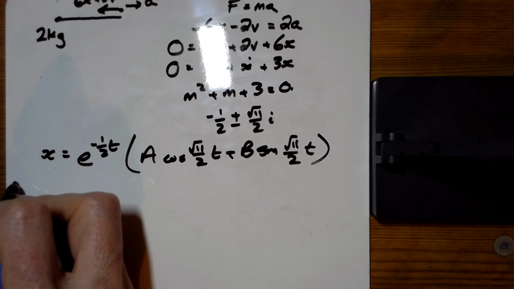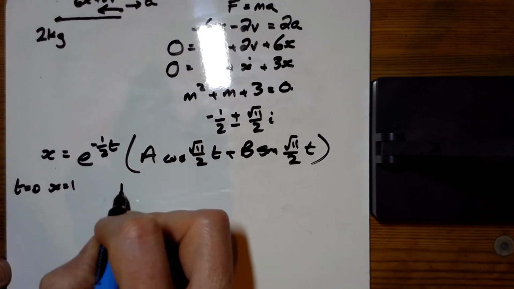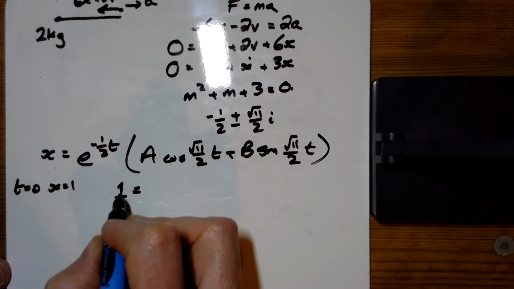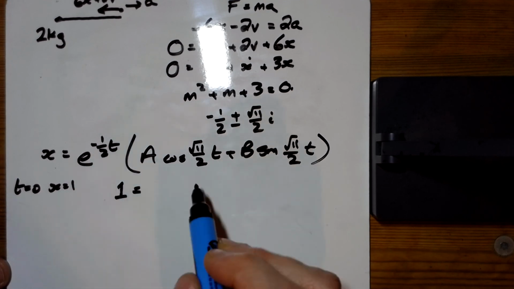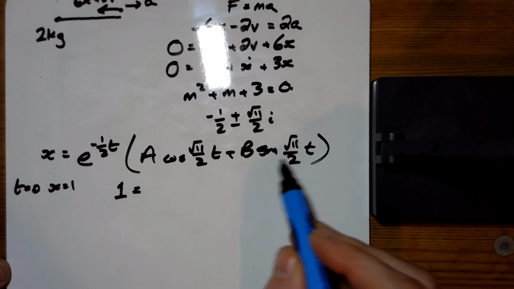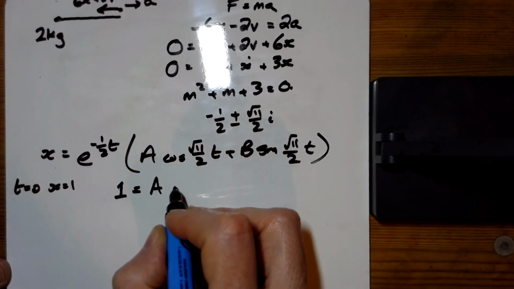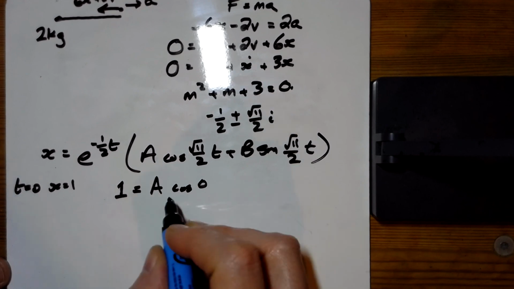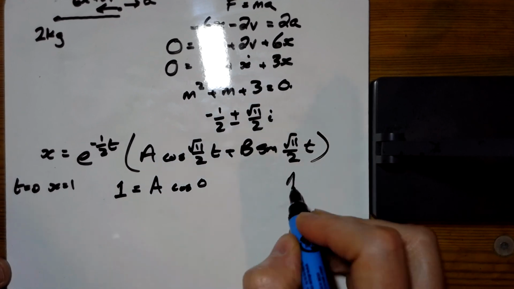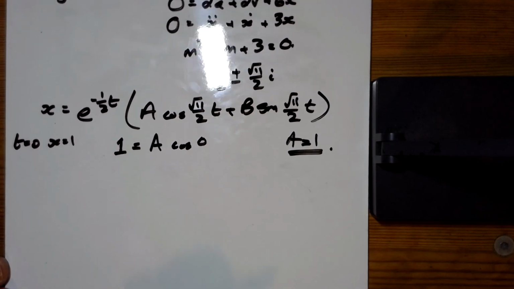And we're told that when t is equal to 0, x is equal to 1. So sticking that in here, we get 1 equals, that's an e to the 0 there, isn't it? So that's 1. And the sine of 0 is going to be 0. The cos of 0 is 1, so we've got a is equal to 1. That's the easy one, isn't it?